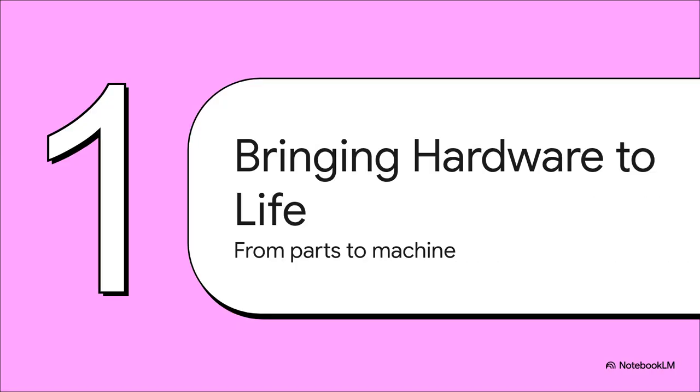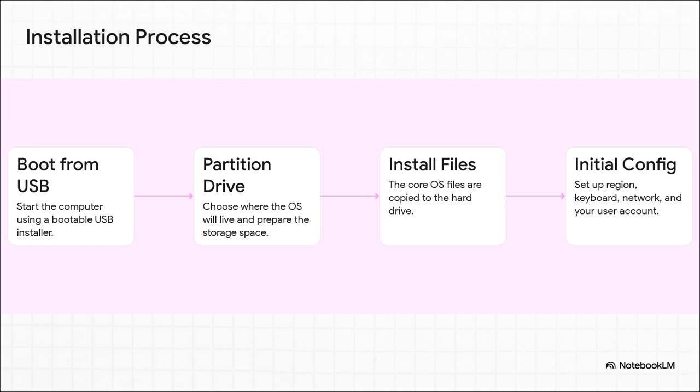Okay, so we get what an OS does, but how do you actually take a brand new box of computer parts and, well, give it a brain? That all happens during the installation process. The whole process kicks off by booting the machine from an installer, which these days is usually a USB drive. Then you have to partition the hard drive, that's basically telling the OS where it's going to live, before the system copies over all of its essential files. And finally, you go through that initial setup, creating your user account. Honestly, this is the exact moment a machine truly comes to life.